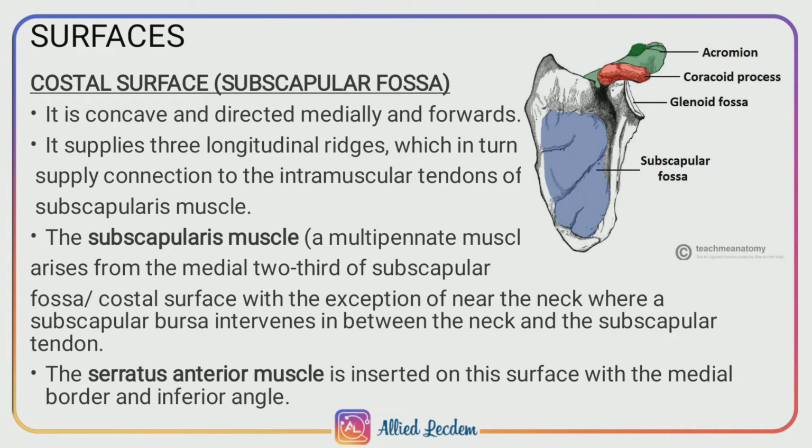Next, we'll see some of the features of the scapular bone. First, at the surface, there are two surfaces, namely the costal surface and the dorsal surface. The costal surface is also known as the subscapular fossa, which is concave and directed medially and forward, and marked by three longitudinal ridges. The thick ridge adjoins the lateral border, and this part of the bone is almost rod-like and acts as a lever for the action of the serratus anterior muscle in overhead abduction of the arm.